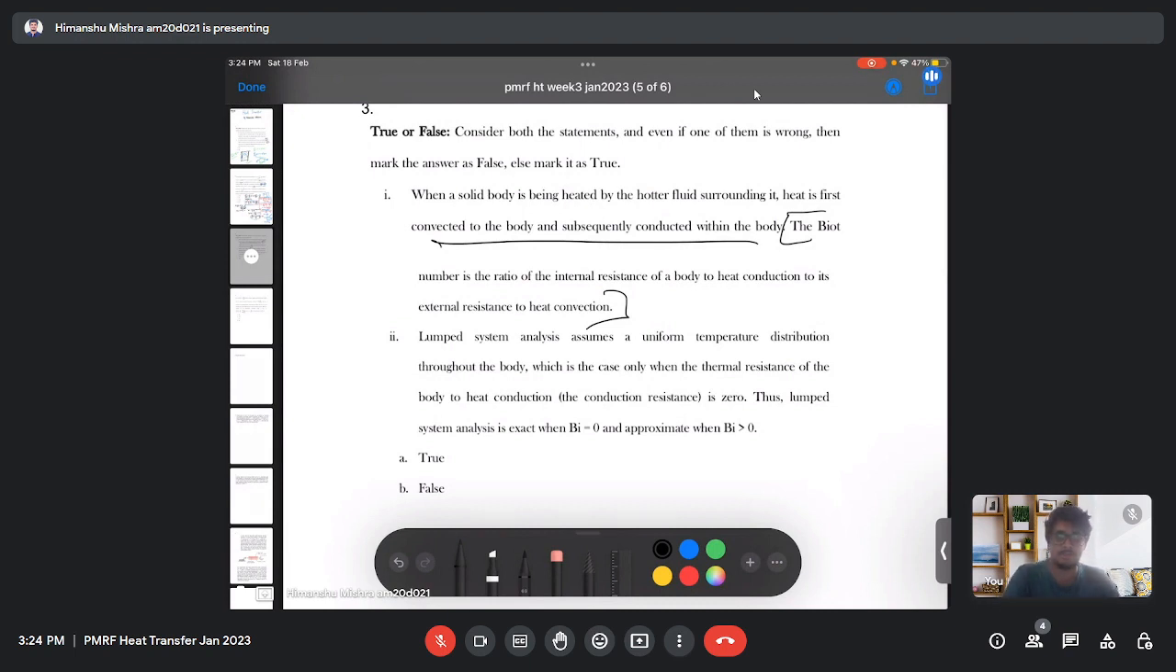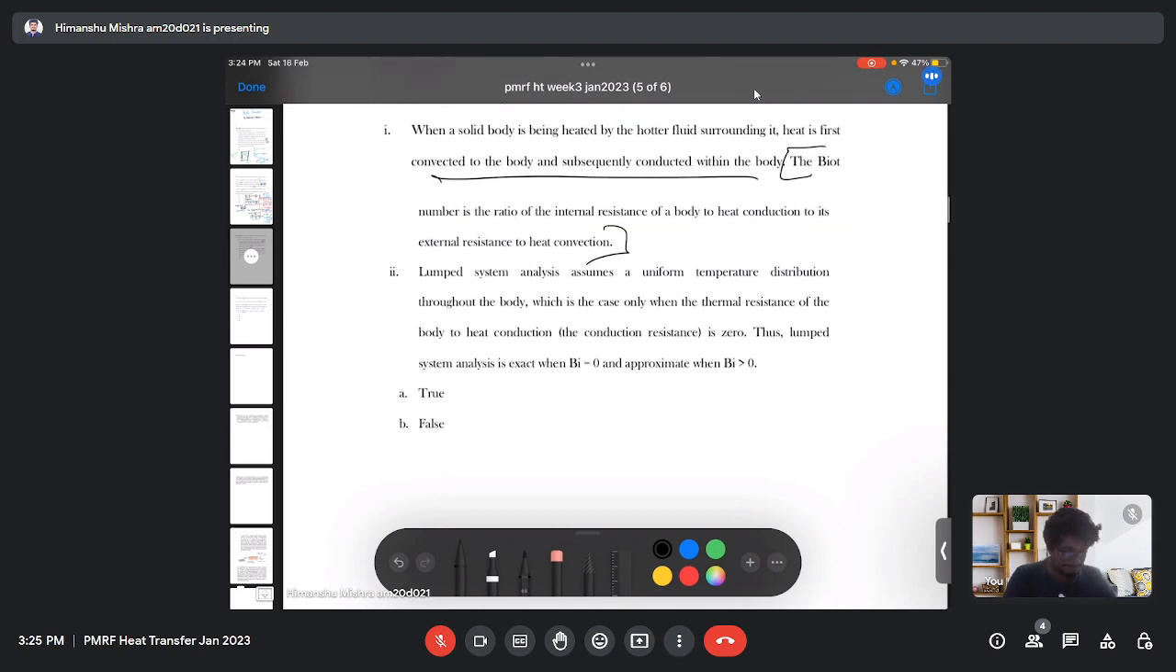So when a solid body is placed in the convective fluid, and the fluid has a higher temperature than the body, then there will be a convection heat transfer to the body. And once the surface temperature of the body rises, then there will be the conduction heat transfer within the body. So the statement is true, and therefore we need to consider the two resistances here. One is the resistance from the convection and one resistance from the conduction, and Biot number is the ratio of these resistances that we will discuss.